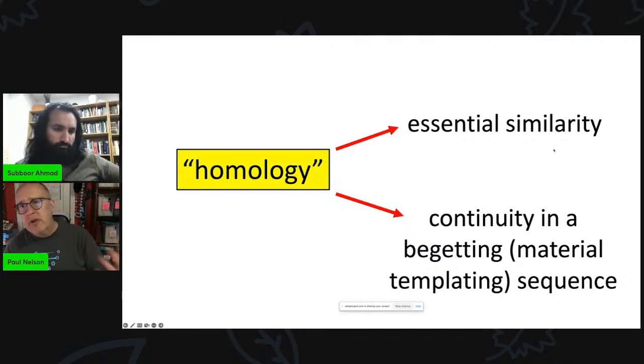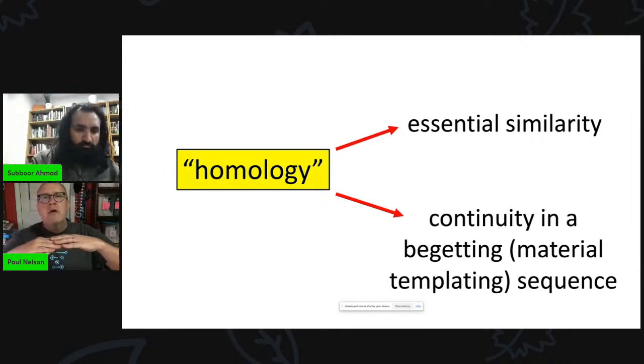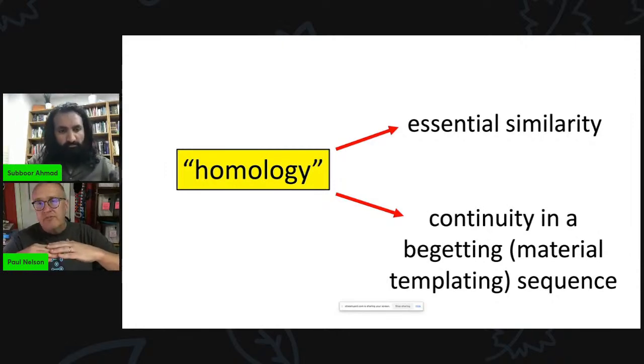Systematists who are trying to organize previously unstudied groups of plants or animals will be looking for similarities, what is called primary homology. That is the initial signal of similarity, some of which may be misleading, so you have to sift it. But as Gieselin said, what it really means is continuity in a begetting sequence of a material templating, parent to offspring, and so forth.